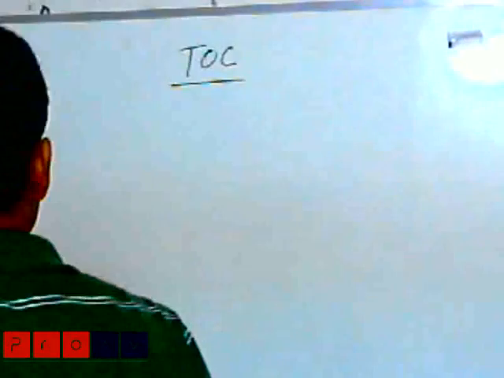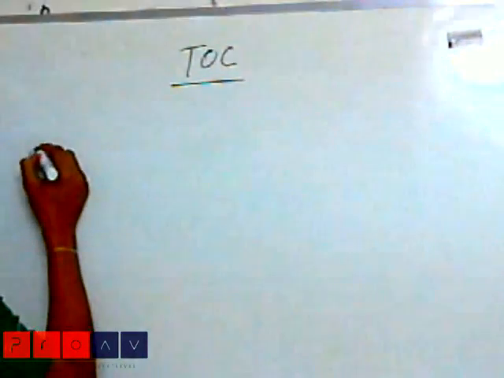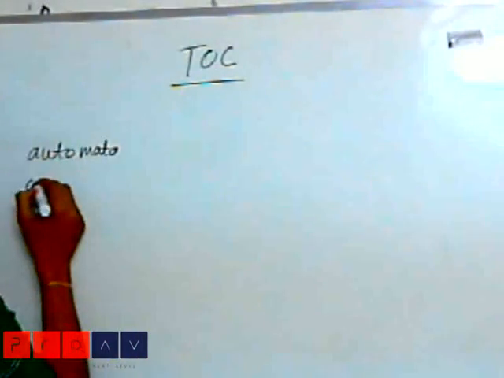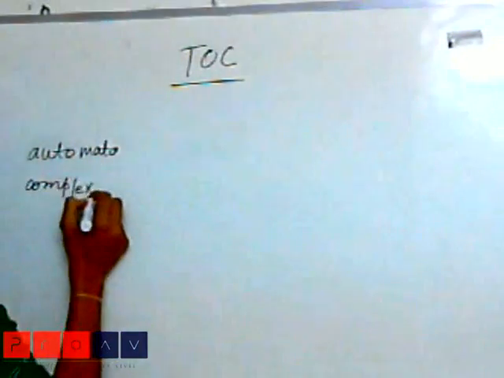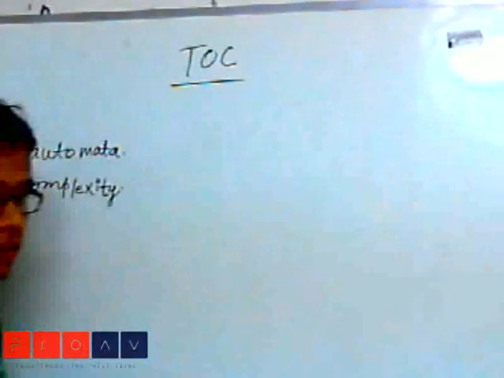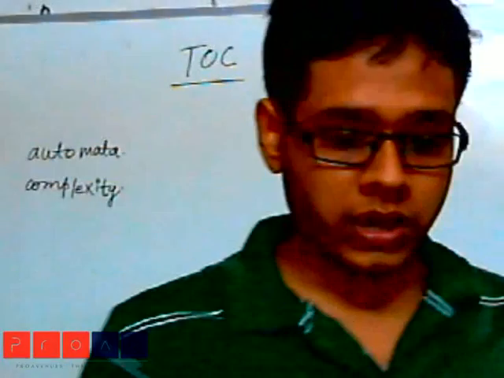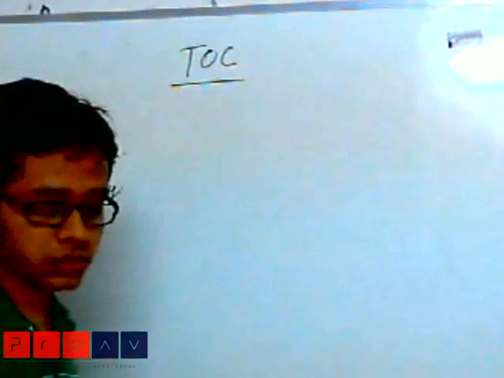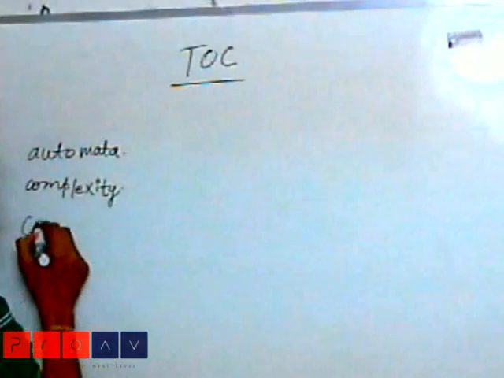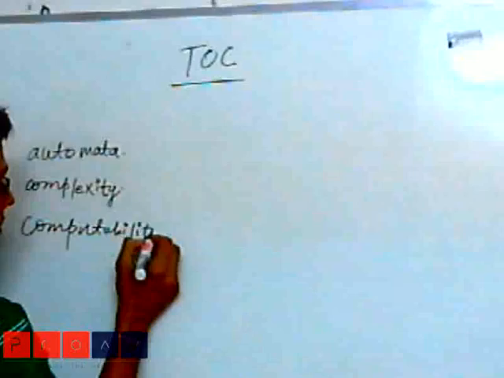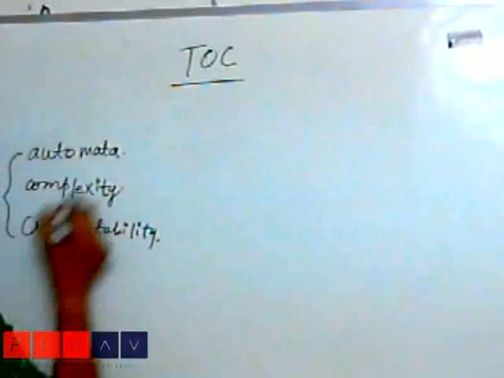In TOC, we are going to see automata, complexity. Complexity comprises P and NP, which will be the last portion which I am going to cover. This is complexity, automata, and one more is computability. Yes, right, I forgot. These three things comprise the whole subject.